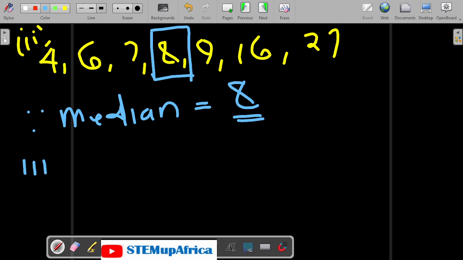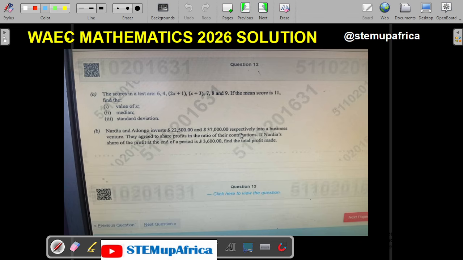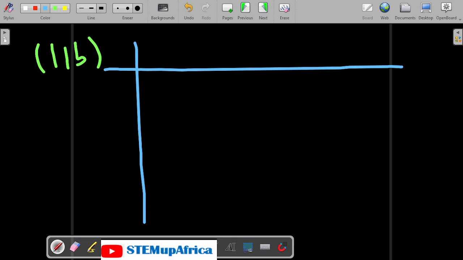Then Roman figure 3, the question says we should calculate the standard deviation. So how do we find standard deviation? We've gotten the mean already, we've gotten our x already. Let's find our standard deviation. So I will draw a table. I will have my x and my f. I will have x minus x bar.